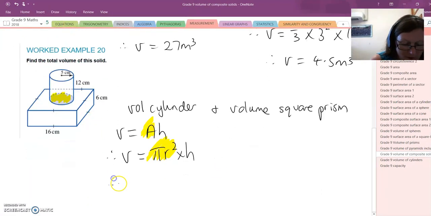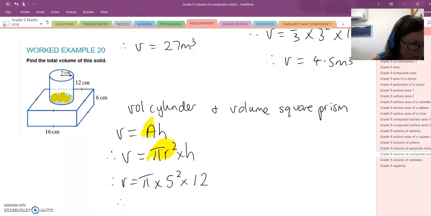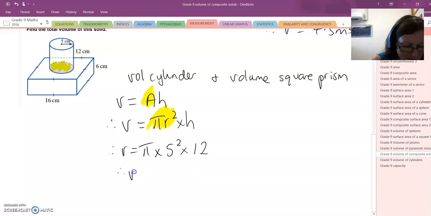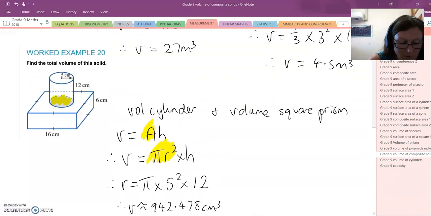So I then go V equals pi times 5 squared. Why 5? Because the radius is 5, and times 12 because the height of this cylinder is 12. If I put that into my calculator, I get the volume to be approximately 942.478 centimeters cubed. So that gives me the volume of this cylinder.